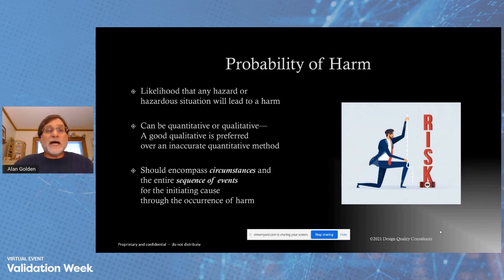So again, if you've got a good way to measure these things in a quantitative way, fabulous. If not, a good qualitative measure is preferred. It should encompass the circumstances and the entire sequence of events, from initiating the cause through the occurrence of the harm. Rarely is it one thing. So you need to understand the entire sequence of events that may lead to a harm.